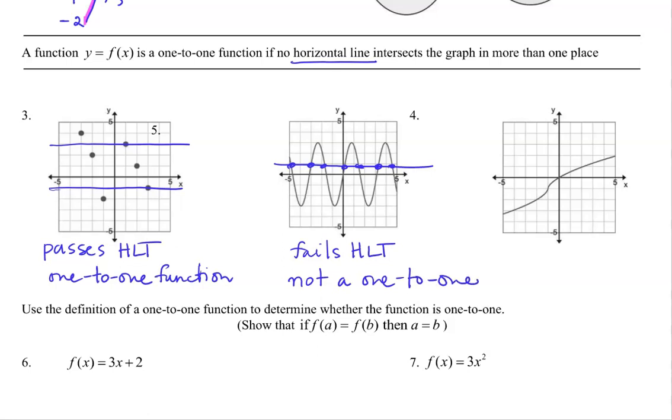Because we have several different x values that are all being sent to the same y value. So that's not one-to-one. This last example here passes the horizontal line test. That is a one-to-one function.